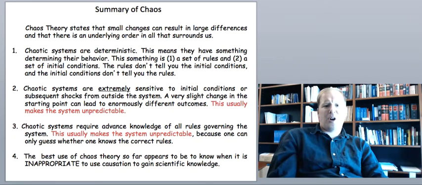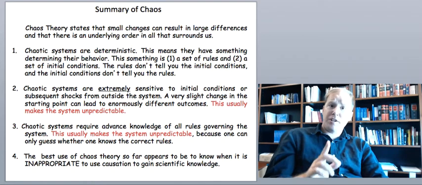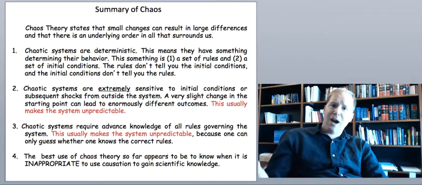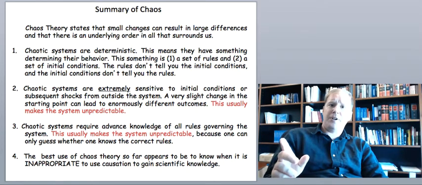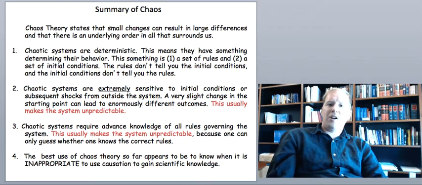So to summarize what we've been talking about here, chaos theory or fractals state that small changes can result in large differences. There is an underlying order all around us, say fractals, but those fractals are harder to predict than we could with a causation theory. Chaotic systems, including fractals, are deterministic, so they still have outcomes, just as causation does. It means something is determining their behavior. The problem is, unlike causation, it's very hard to figure out what that something is, what the set of rules governing that behavior is, and what the set of initial conditions was on which everything started operating. The rules don't tell you the initial conditions, and the initial conditions don't tell you the rules.